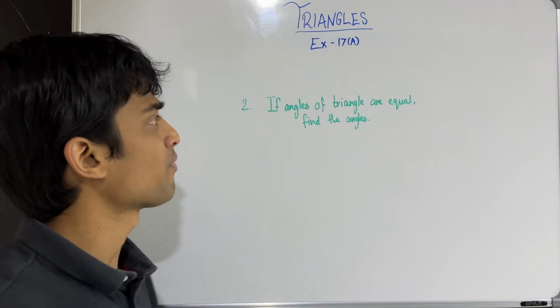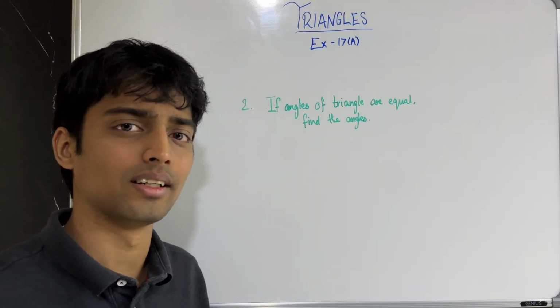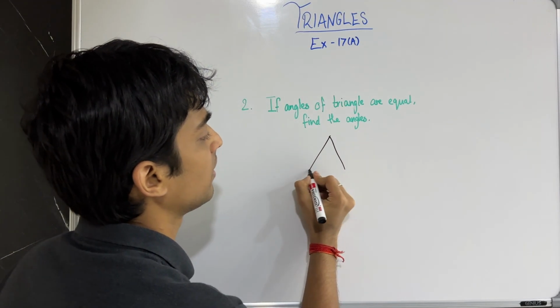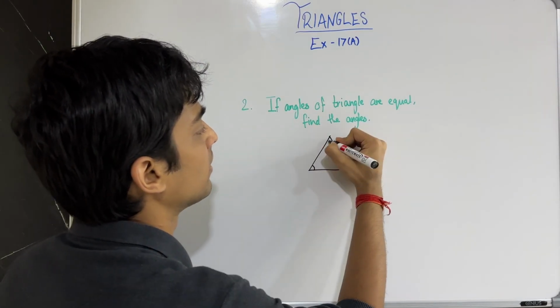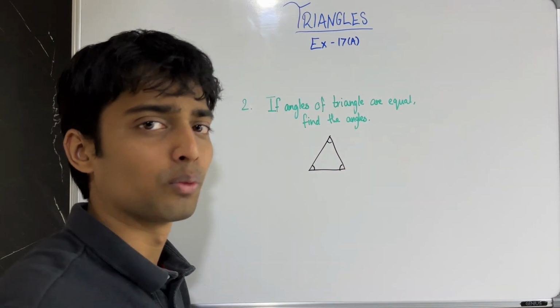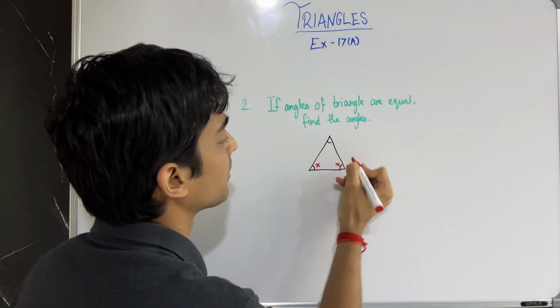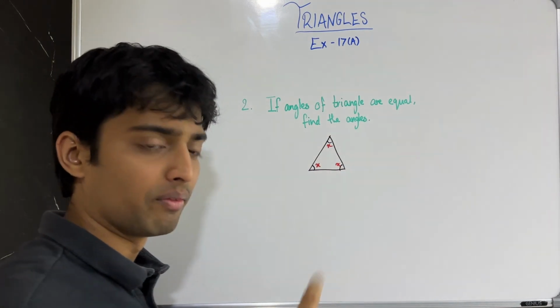Second question: if the angles of a triangle are equal, find the angles. Let's draw a diagram first. Let's say this is a triangle and there are three angles and all of them are equal. So we can call all of them x. So we have one variable now.